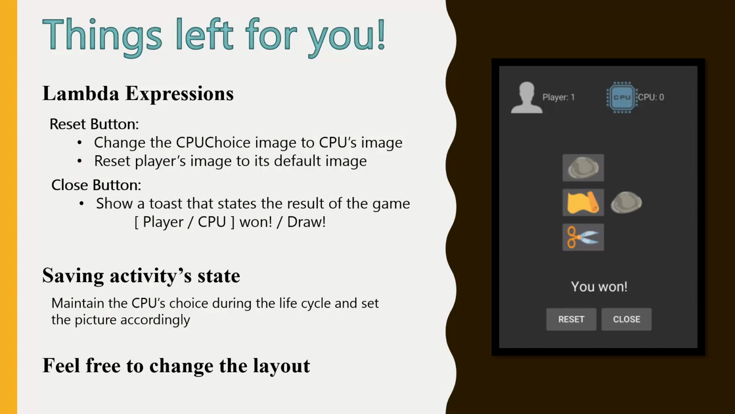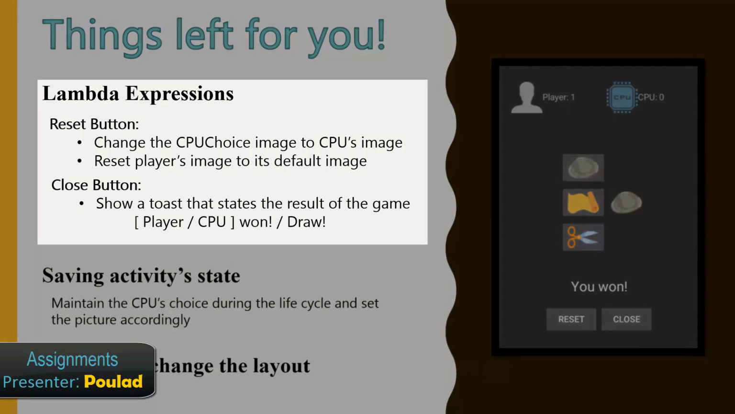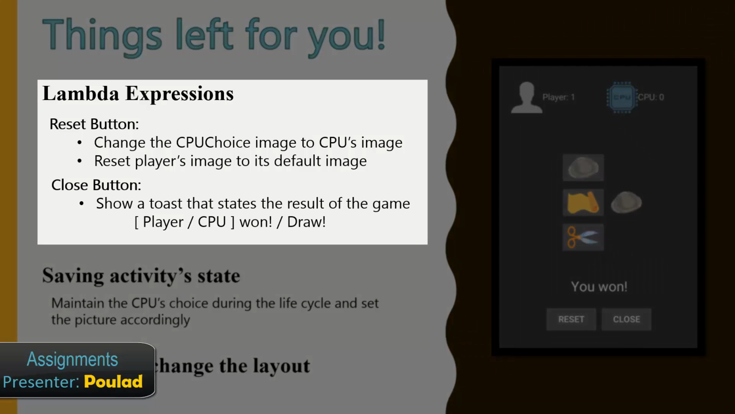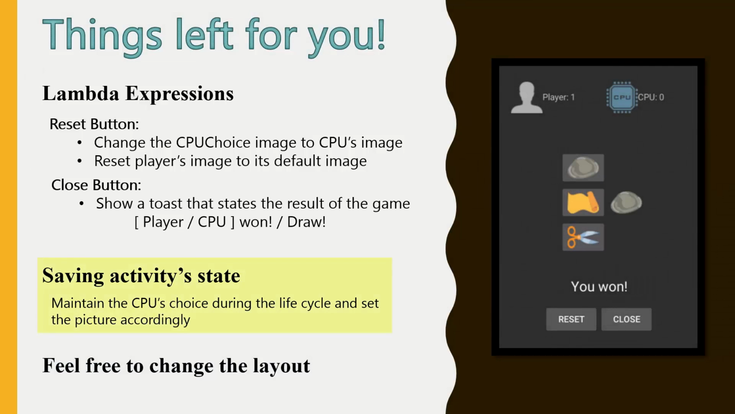Alright, here come your assignments. Now it's your turn to work on this project. Write 2 lambdas for the reset and close buttons to do the specified tasks. When the user rotates the screen, the CPU's choice is lost. Keep track of that using the lifecycle methods.